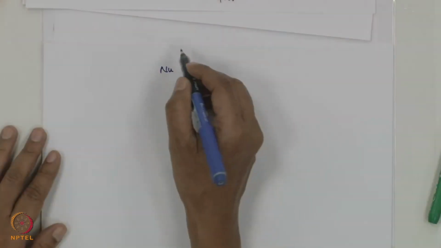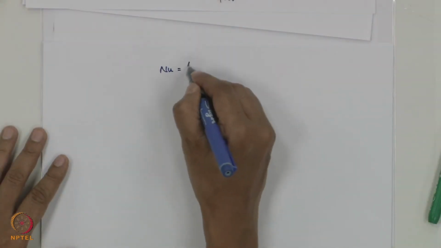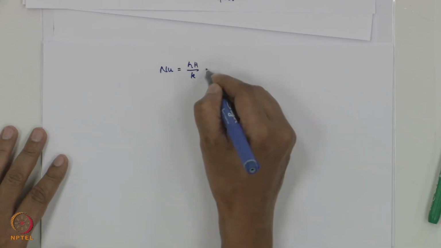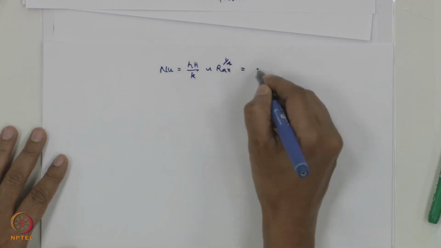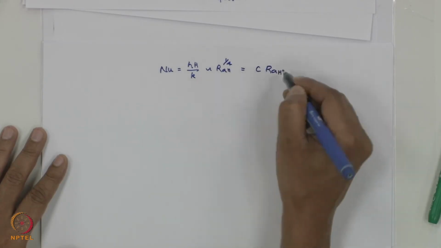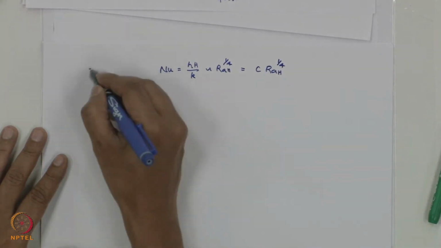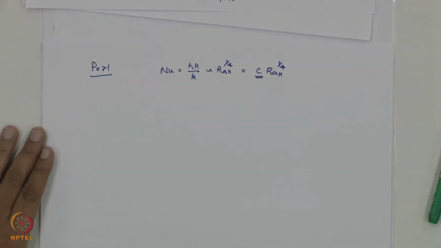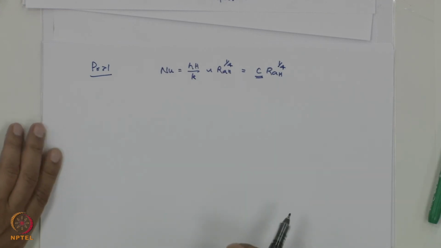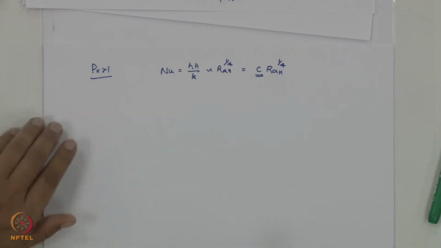Now, if we have to really see the actual result we get for Nusselt number, if you recollect, for Prandtl number greater than 1, we got that Nusselt number, that is hH by k, is of the order of Rayleigh number to the power of 1 by 4. So we can write that this is equal to C into Rayleigh number to the power of 1 by 4 for Prandtl number greater than 1. The C comes from the closed form solutions or the experiments.